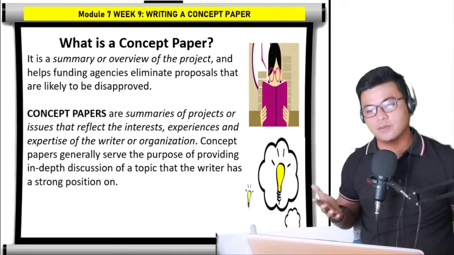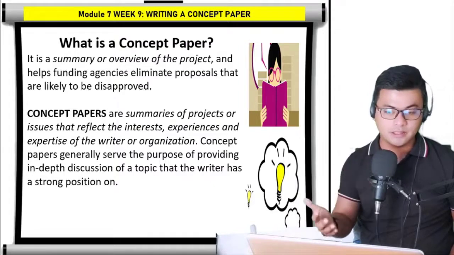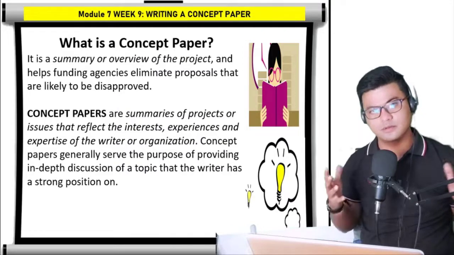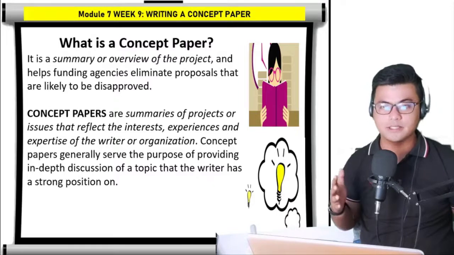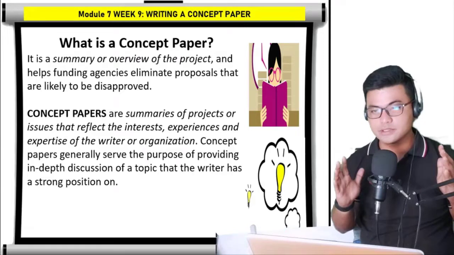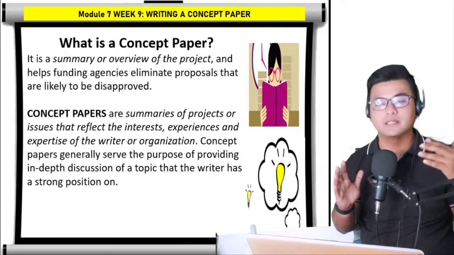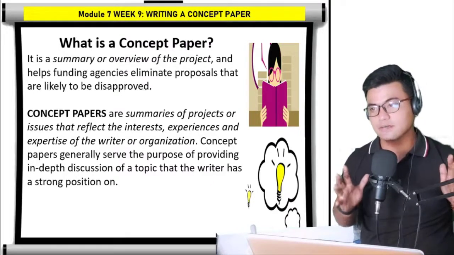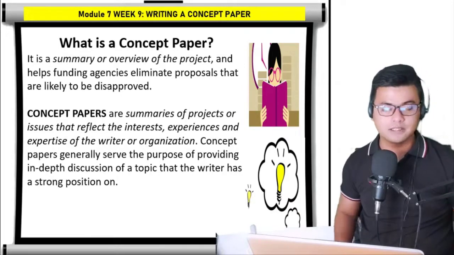Alright, so now let's define what is a concept paper. It is a summary or overview of the project and helps funding agencies eliminate proposals that are likely to be disapproved. So, ito yung I think just 1 to 3 pages of your proposal. Probably the ideal is 1, and then it includes about the background of your study, your proposal, your project, and the rationale, the budget, and this is not the final or the expanded proposal. This is just the concept.